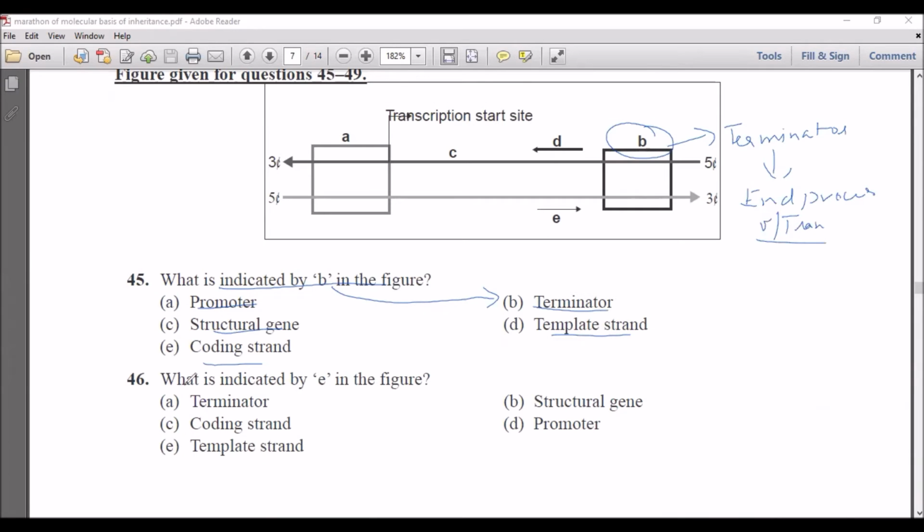Now next question is, what is indicated by E in the figure? We have to identify this E. Options are terminator, structural gene, coding strand, promoter, and template strand. Now this E, we know that it represents the coding strand. So option C is the correct answer.